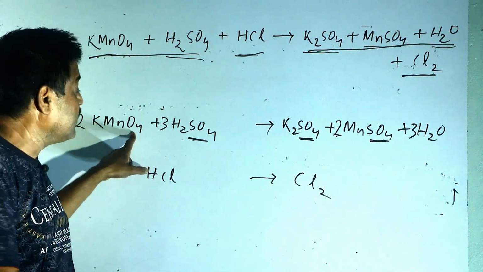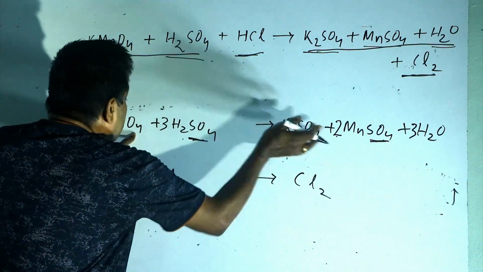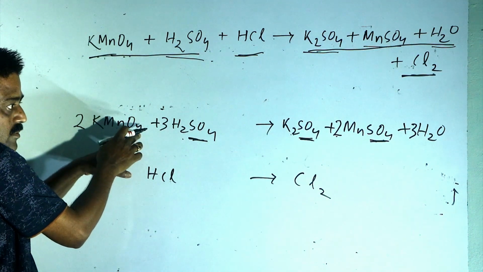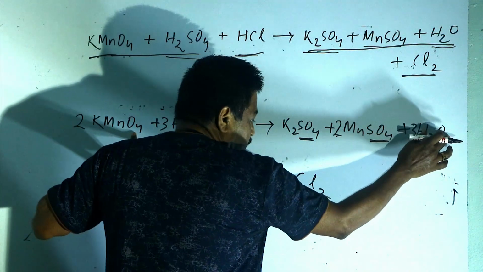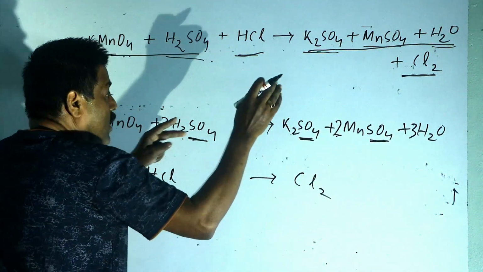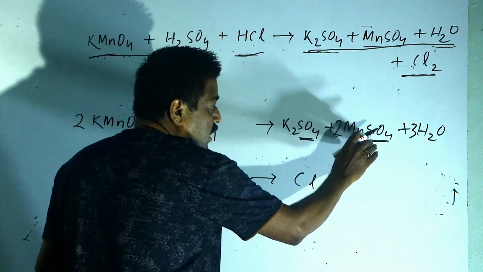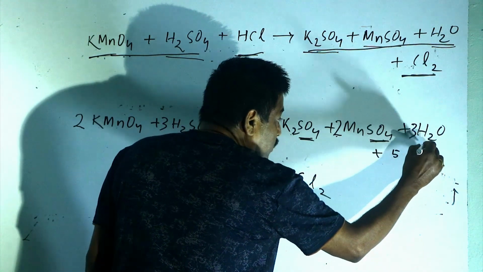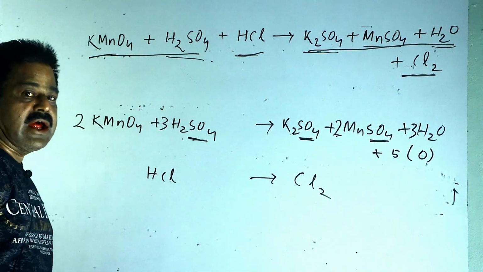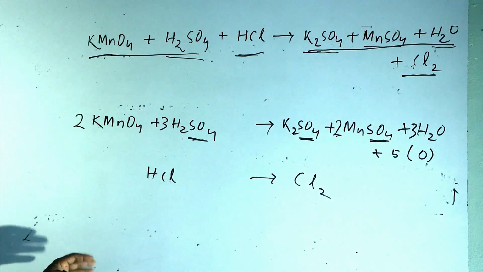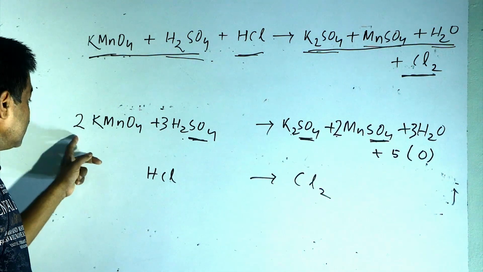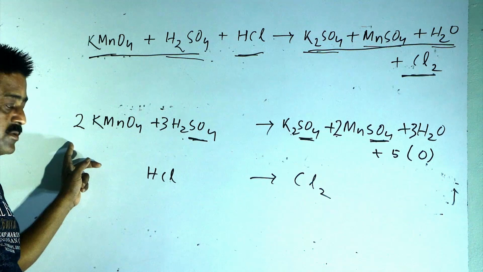Up to now the hydrogen atoms are balanced, but the oxygen is not balanced. So here 4 into 2, 8 oxygen atoms. Here we have 3 oxygen atoms. So we are short of 5 oxygen atoms here. So for that we have to add atomic oxygen in the right hand side to equalize the oxygen atoms. To equalize the oxygen atoms, 5 oxygen atoms have to be added. Now this equation is said to be balanced.